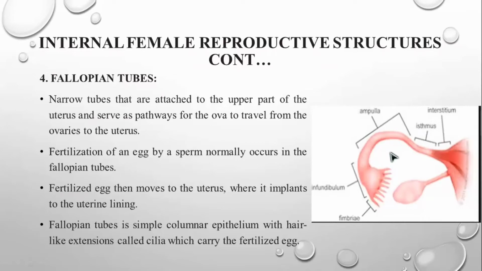That's what I said. The fertilized egg then moves to the uterus, where it implants into the uterine lining. You can see the uterine lining, everything, in detail. The fallopian tube is simply columnar epithelium with hair-like projections called cilia, which carry the fertilized egg. That's very important.